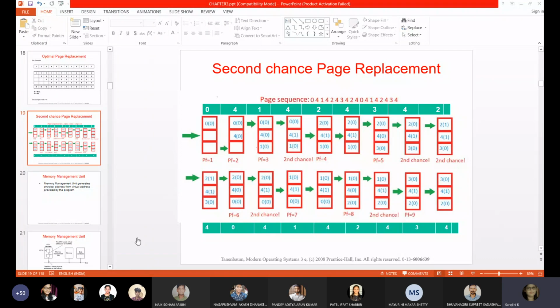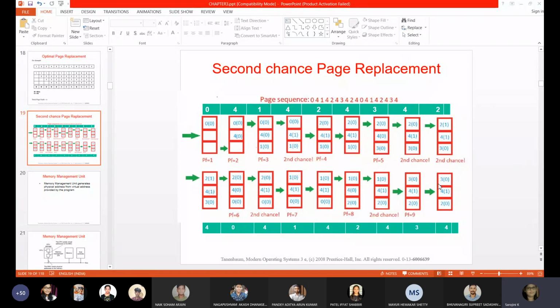Next, page number 4 comes. Page number 4 was there already and its reference bit is also 1, so there is no change in the main memory. It will be retained. So this is the second chance page replacement algorithm.